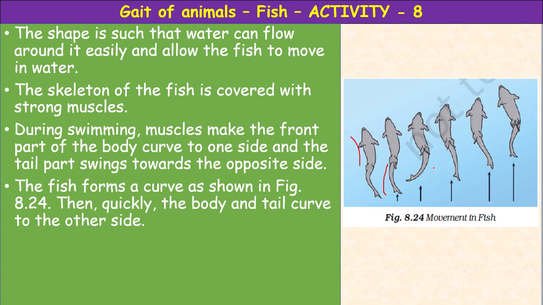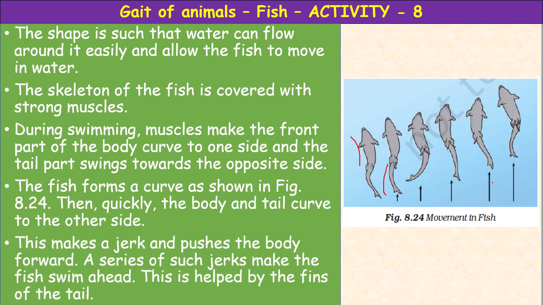Then quickly the body and the tail curve to the other side. This makes a jerk and pushes the body forward. A series of such jerks make the fish swim ahead. This is helped by the fins of the tail. So here the fins are there. There are different types of fins present.